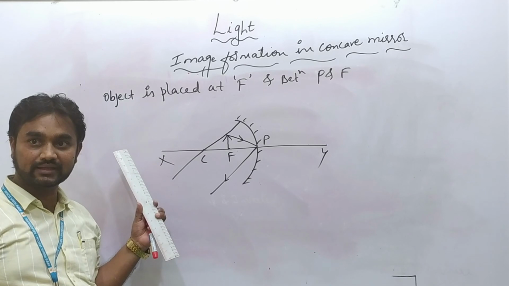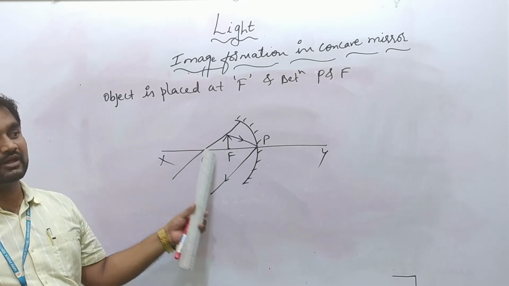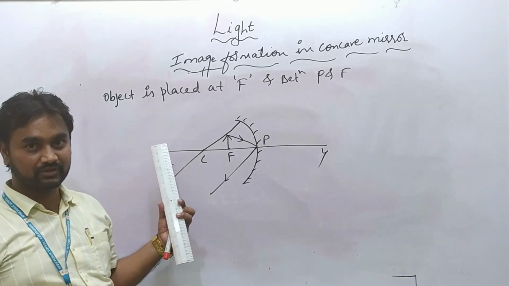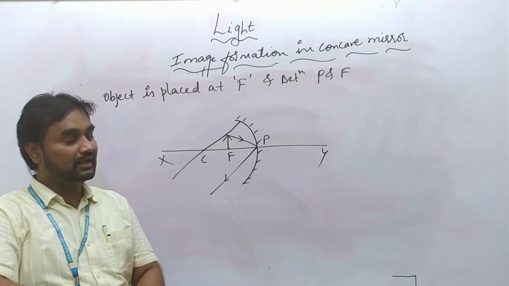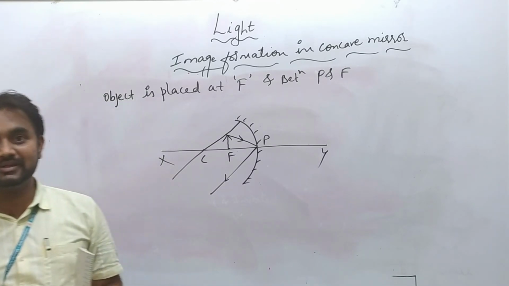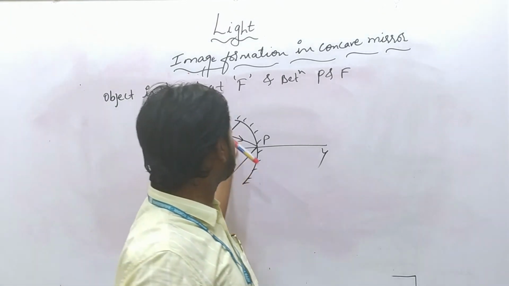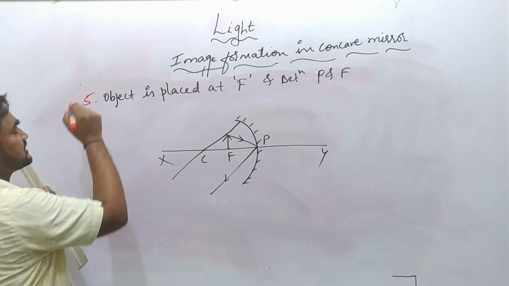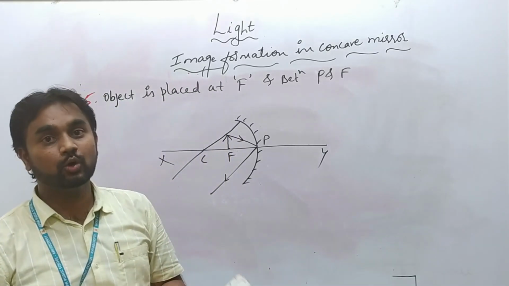So when the object was at infinity, the image was formed at F. Here, when the object is placed at F, it is assumed that the image will be formed at infinity. So this is about when the object is placed at F. If it is between P and F, you will get the virtual image. We will be seeing the last one, the sixth position, in the next class, where the object is placed between P and F and we will be getting the virtual image.